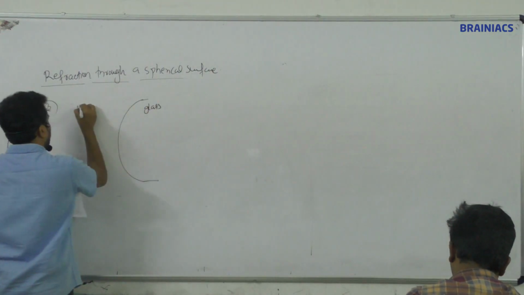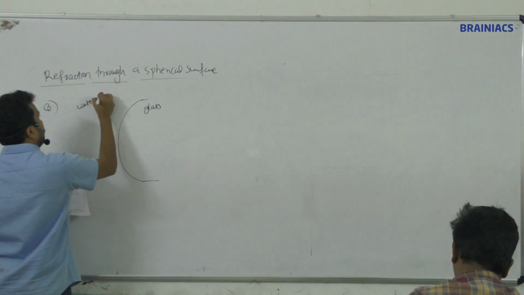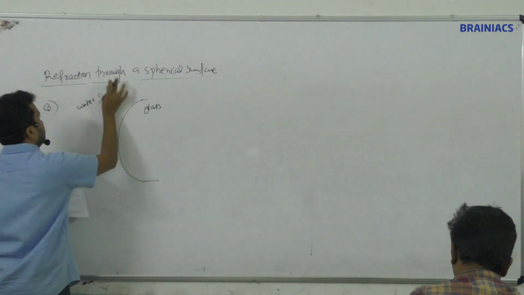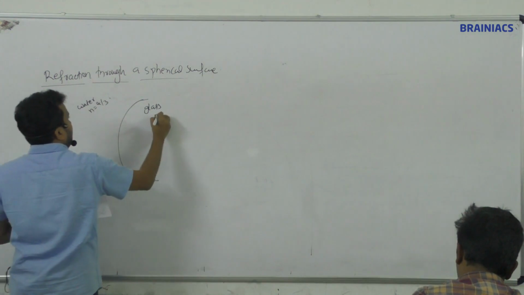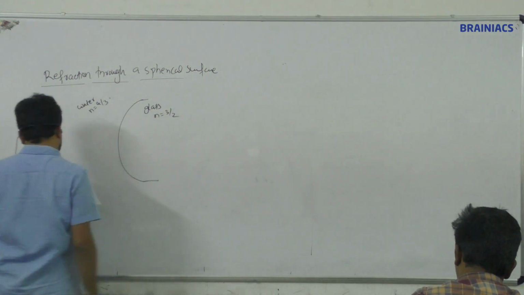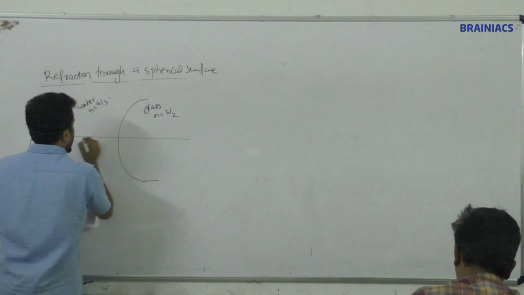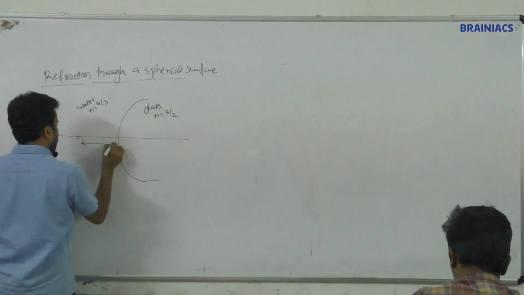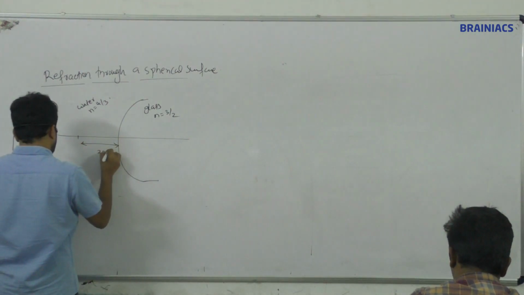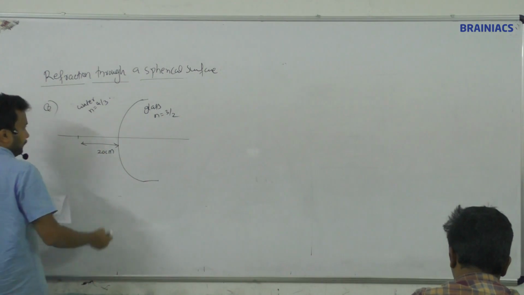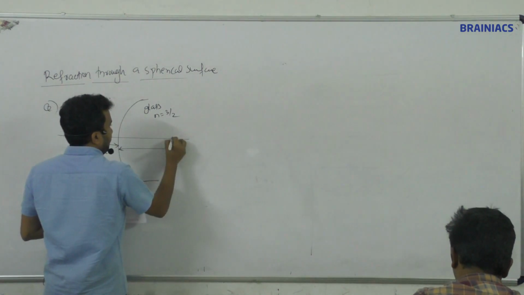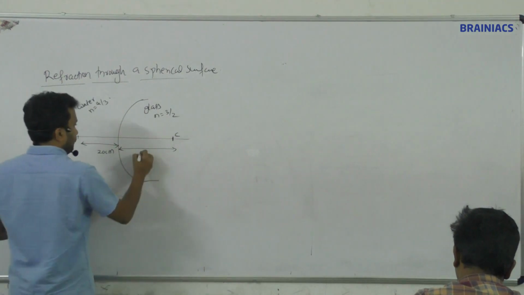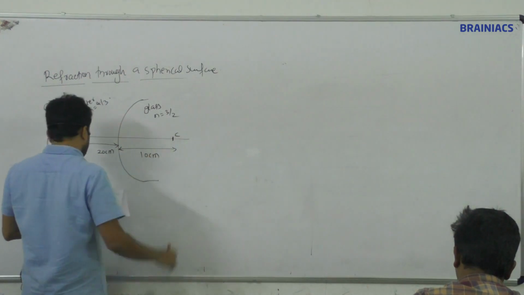Glass, n equal to 3 by 2, water, n equal to 4 by 3. The object is placed at a distance of 20 centimeters away. This is a point at the center of curvature, at 10 centimeters away.